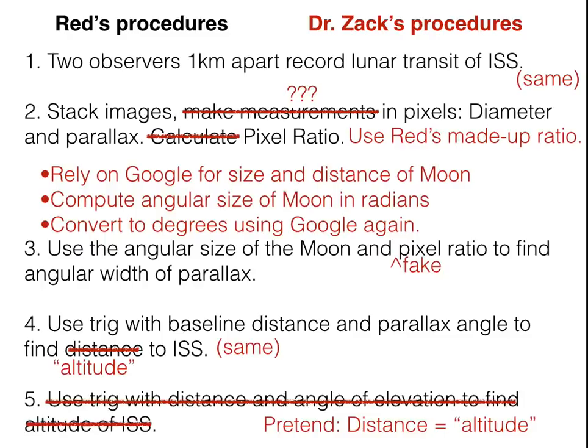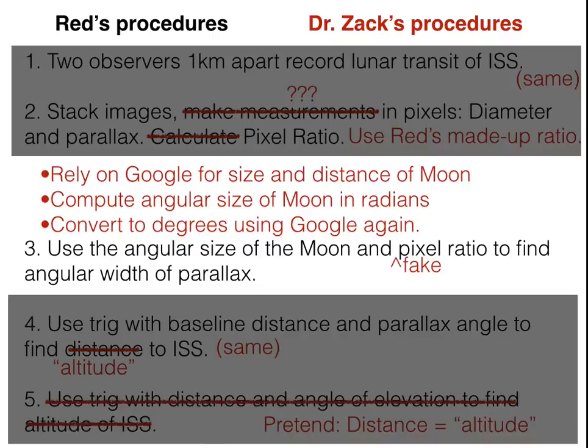Zack, you're pretending that distance is the same as altitude. So that's a little problematic. But we're not going to focus in on that last part. We're going to focus in on the part where we're actually finding the angular size of the moon. So your accusation is that Red is just using Google as opposed to measuring it.